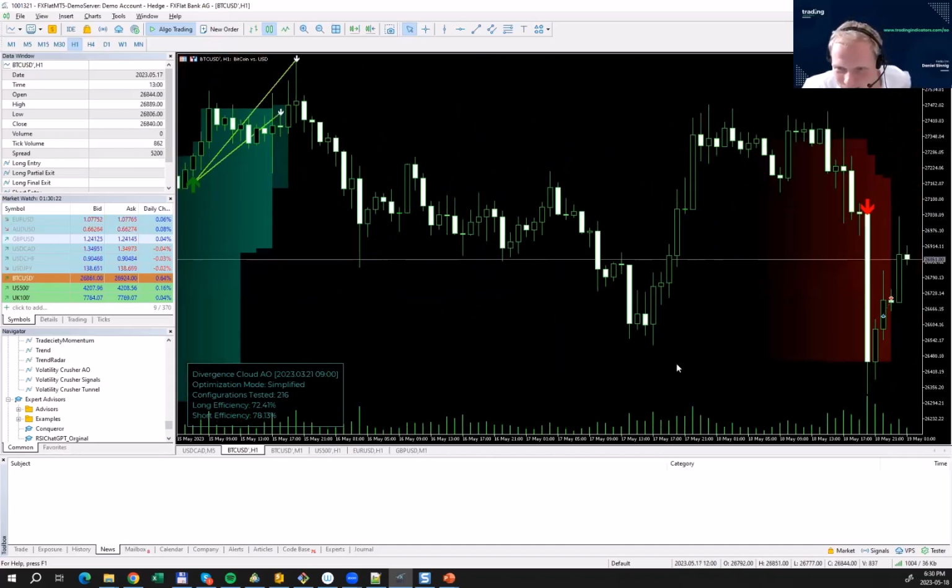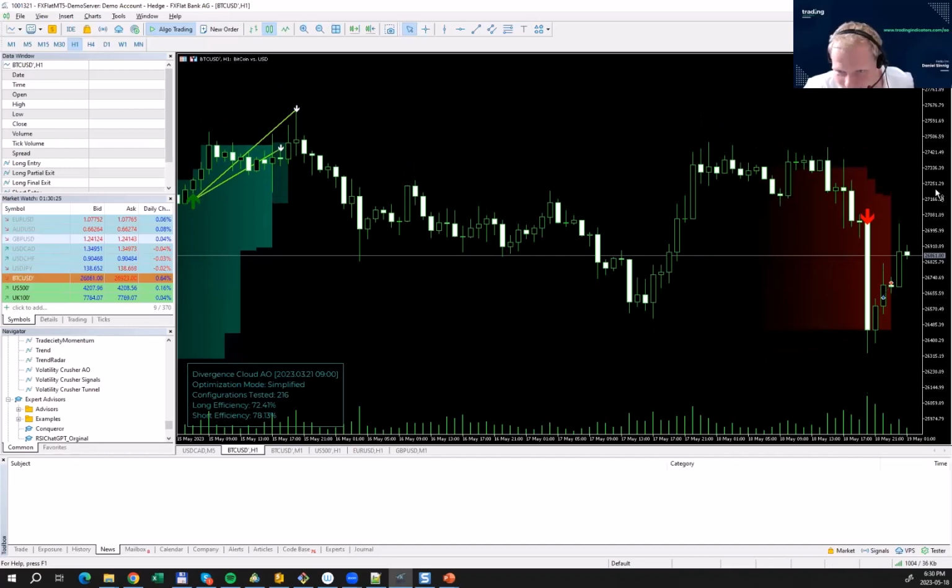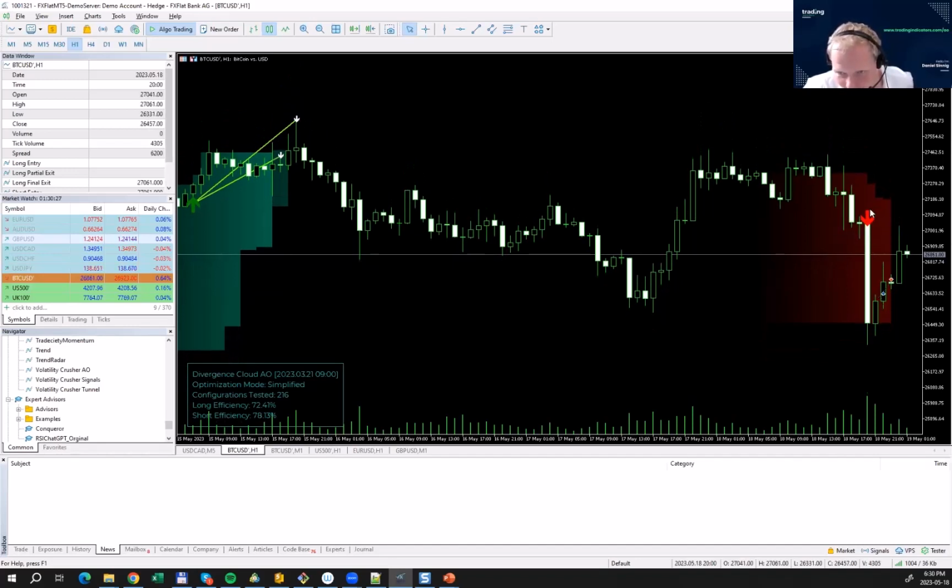If I go all the way to the end, first of all, you can see that we had a short entry signal here, but you can also see these two little arrows here. So what are these?